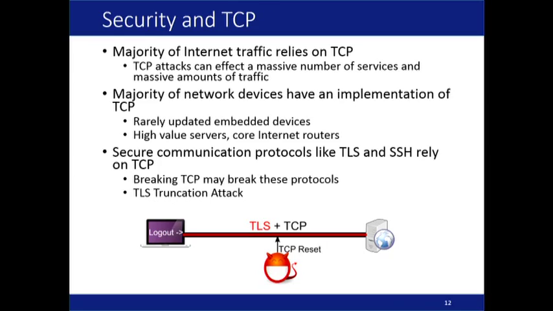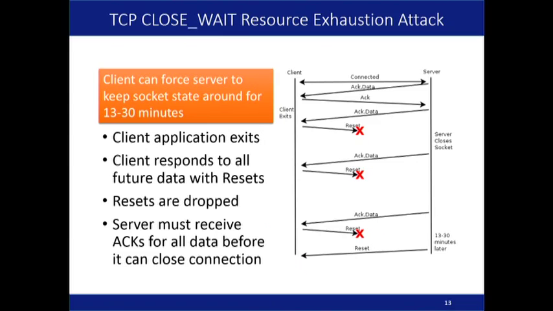Okay, so we're now going to take a look at one attack against TCP to help clarify what these attacks can look like. This is the TCP close-wait resource exhaustion attack. It is an actual attack against TCP that we found using SNAKE, and that was previously unknown in the literature. This attack allows a client to force a server to keep socket state around for 13 to 30 minutes, tying up valuable memory and socket resources.